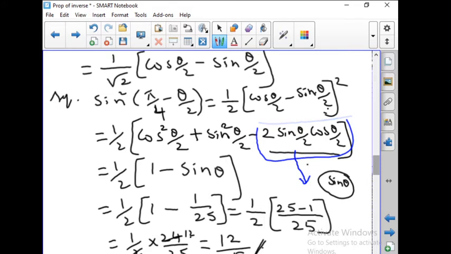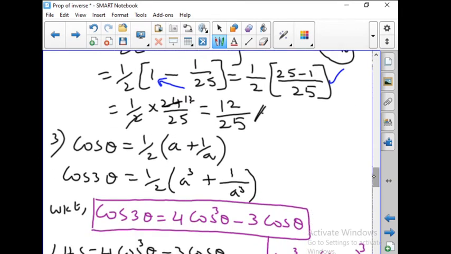So we get cos square theta by 2 plus sin square theta by 2 is 1. So 1 minus sin theta by 2. Now substitute the value for sin theta. So you get 1 by 2 into 1 minus 1 by 25. So taking LCM, 1 by 2 into 25 minus 1 by 25, which gives you 1 by 2 into 24 by 25. 2 goes in 24 12 times. So we get 12 by 25.